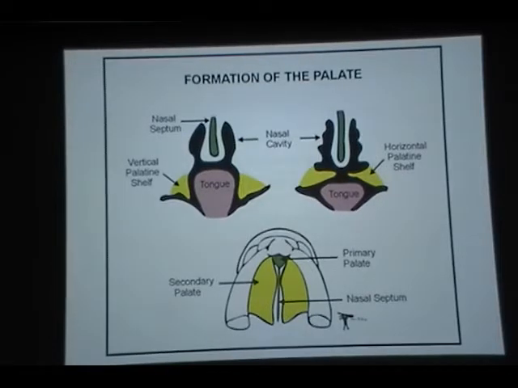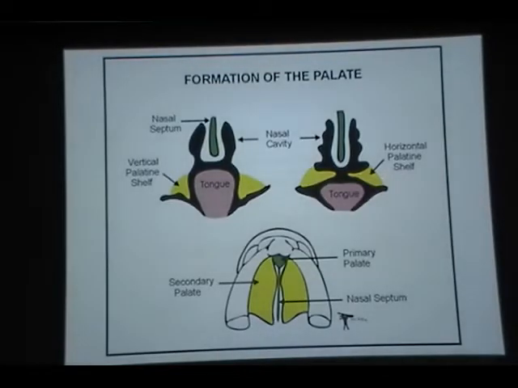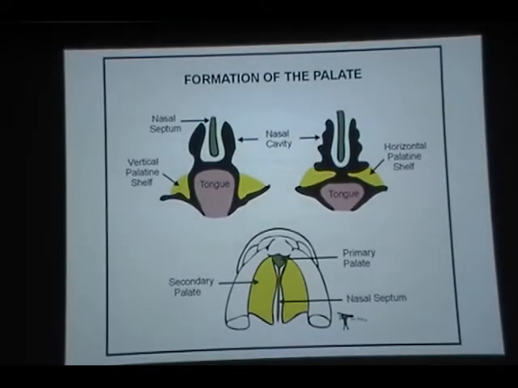So these vertical palatine shells from the maxillary process on either side grow out. They move to horizontal, they move toward the midline and fuse. They fuse with the primary palate, and they're also fusing with the nasal septum in the midline to create a proper hard palate.